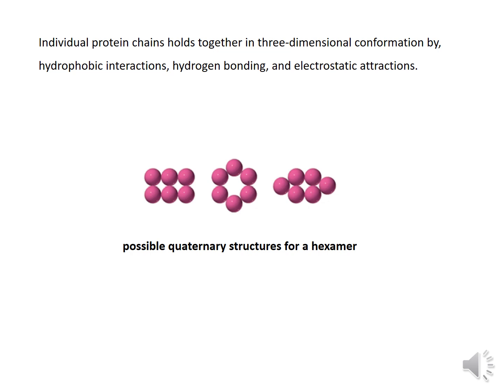Individual protein chains are held together in three-dimensional conformations by hydrophobic interactions, hydrogen bonding, and electrostatic attractions. And the possible quaternary structures for hexamers are these: linear, spherical, and egg-shaped structures. I hope these three are the possible structures of proteins.